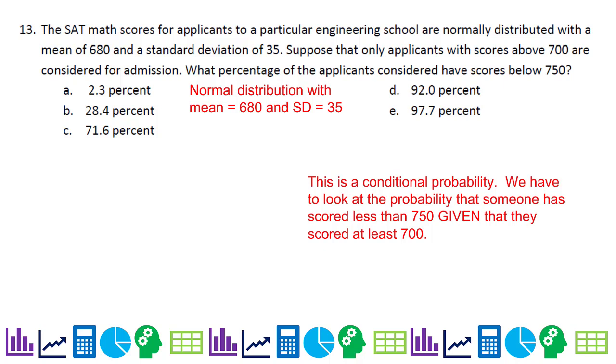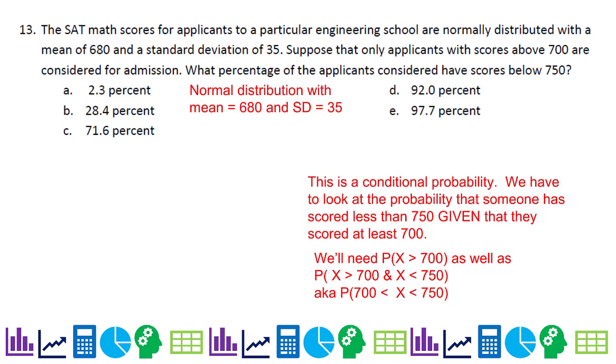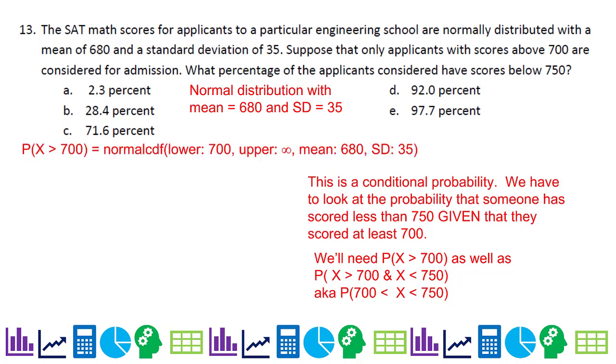So we're going to need a couple things. We're going to need the probability of X is greater than 700. That's our given. As well as the probability that X is greater than 700, but also less than 750, which means it's between 700 and 750. So let's start with the first part, it's greater than 700. And if I do this on the calculator, don't worry, I'll show you in a sec.